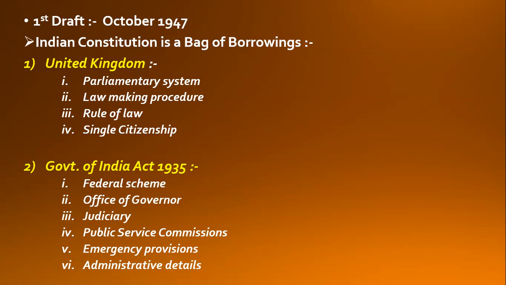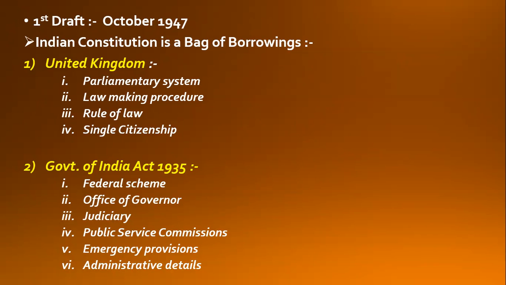Okay, now what is single citizenship? In countries like the USA, in true federal countries, there is dual citizenship. Dual citizenship means you are a citizen of the country as well as a citizen of your province. But in India there is single citizenship. Means, for example, you are only a citizen of India. You are not a citizen of Kerala. You are not a citizen of Uttar Pradesh.